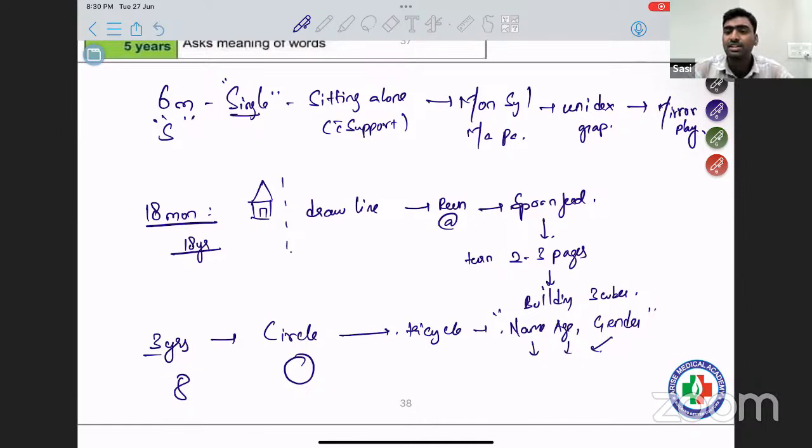Okay, this is about most of the pediatric part which you need to remember, and the rest will be asked from the conceptual part only. Fine.